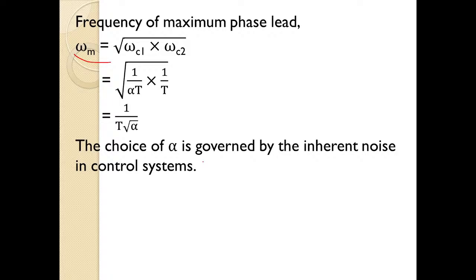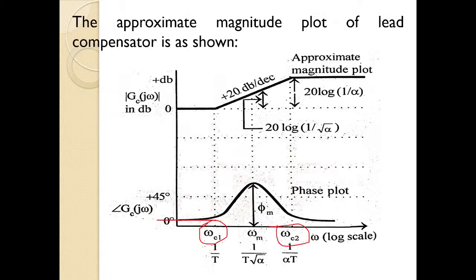If you see the plot, at omega m, which is 1 by t root alpha, the phase will be maximum. The phase of the lead compensator will be maximum.